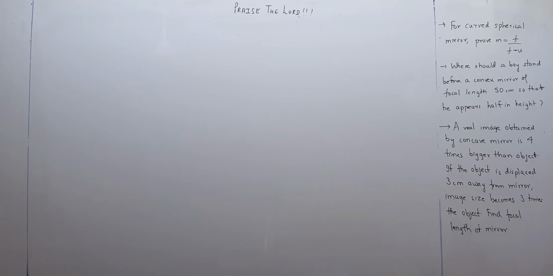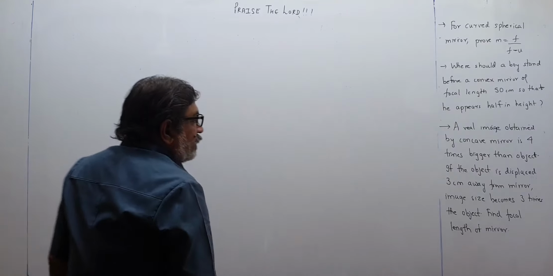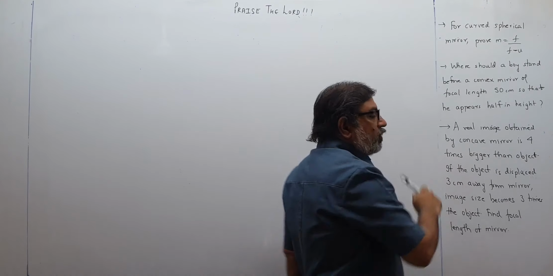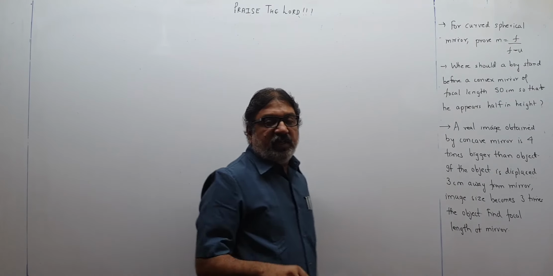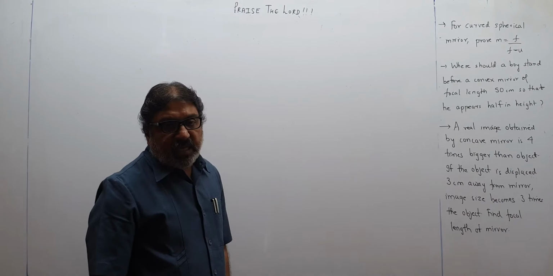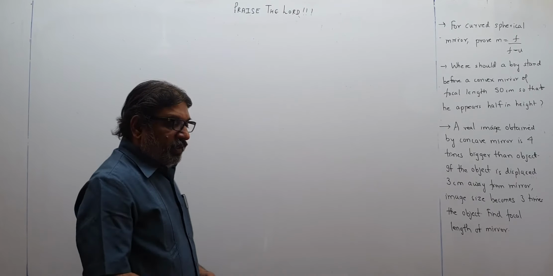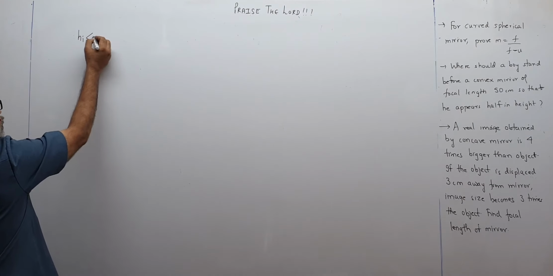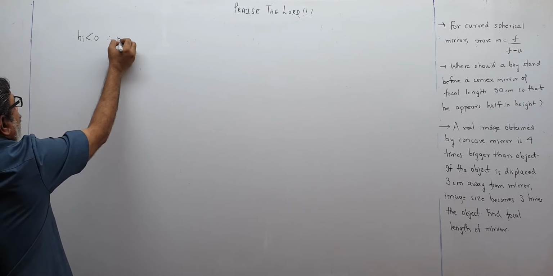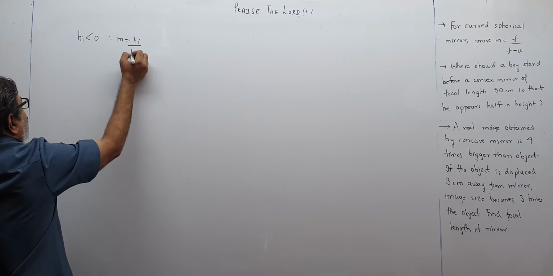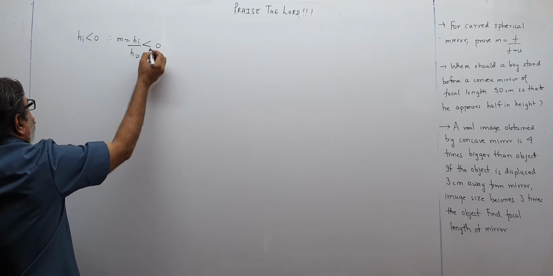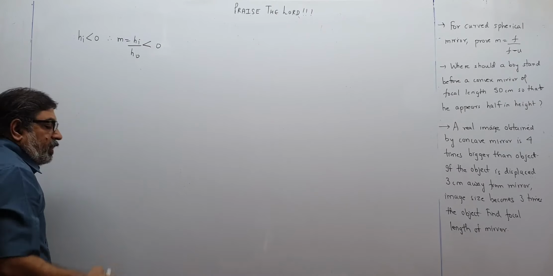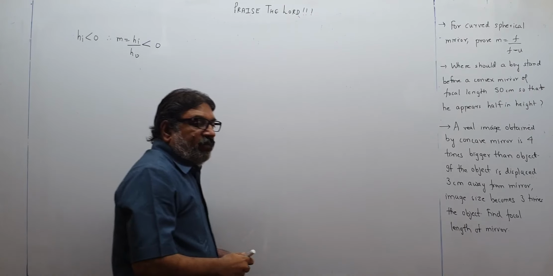Okay, the last one we are having now. A real image is obtained by concave mirror. Children, if an image is real with the help of concave mirror, it will be inverted. So, image is real, therefore HI is less than 0, and therefore M, which is HI upon HO, will be less than 0, because this will be negative, this will be positive. This ratio will be negative, so M will be less than 0.